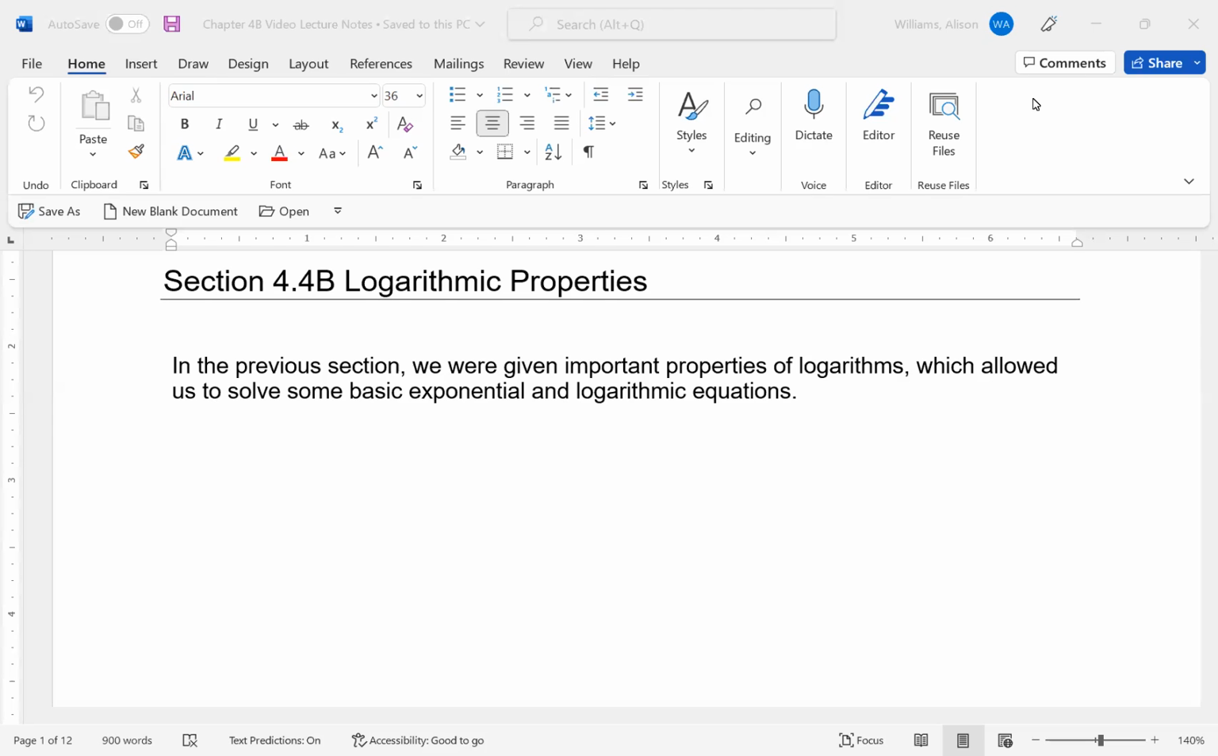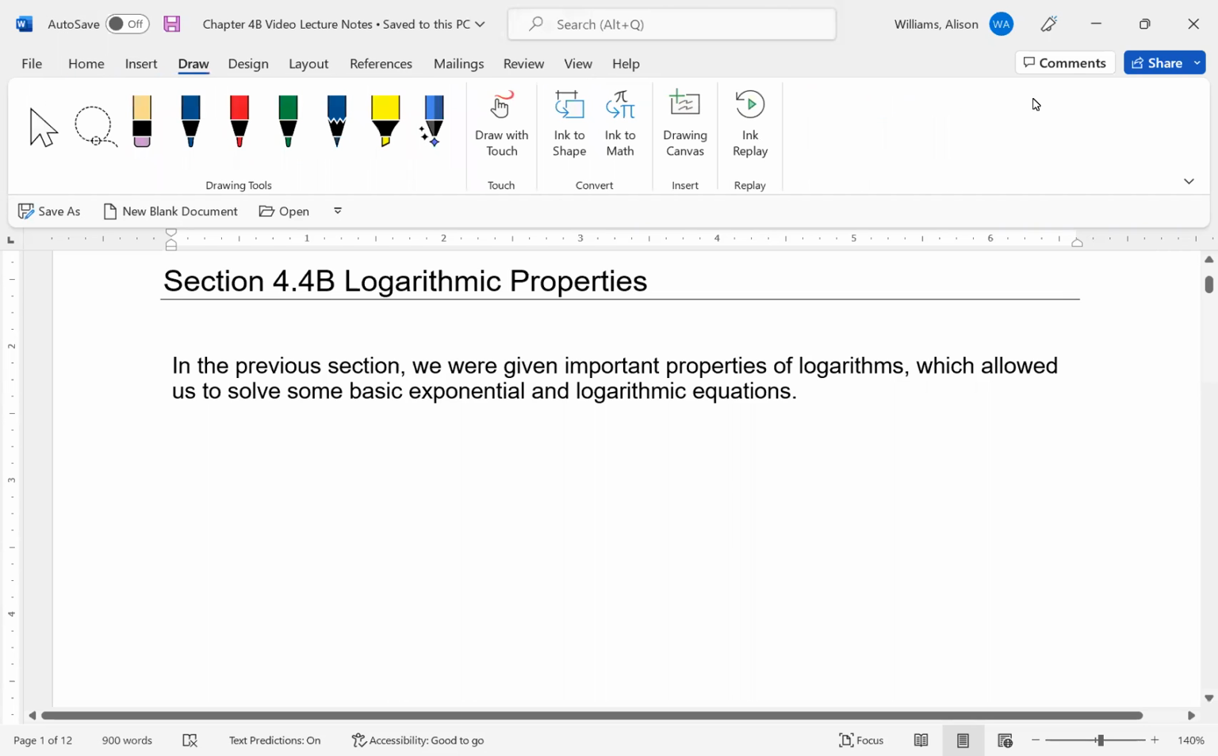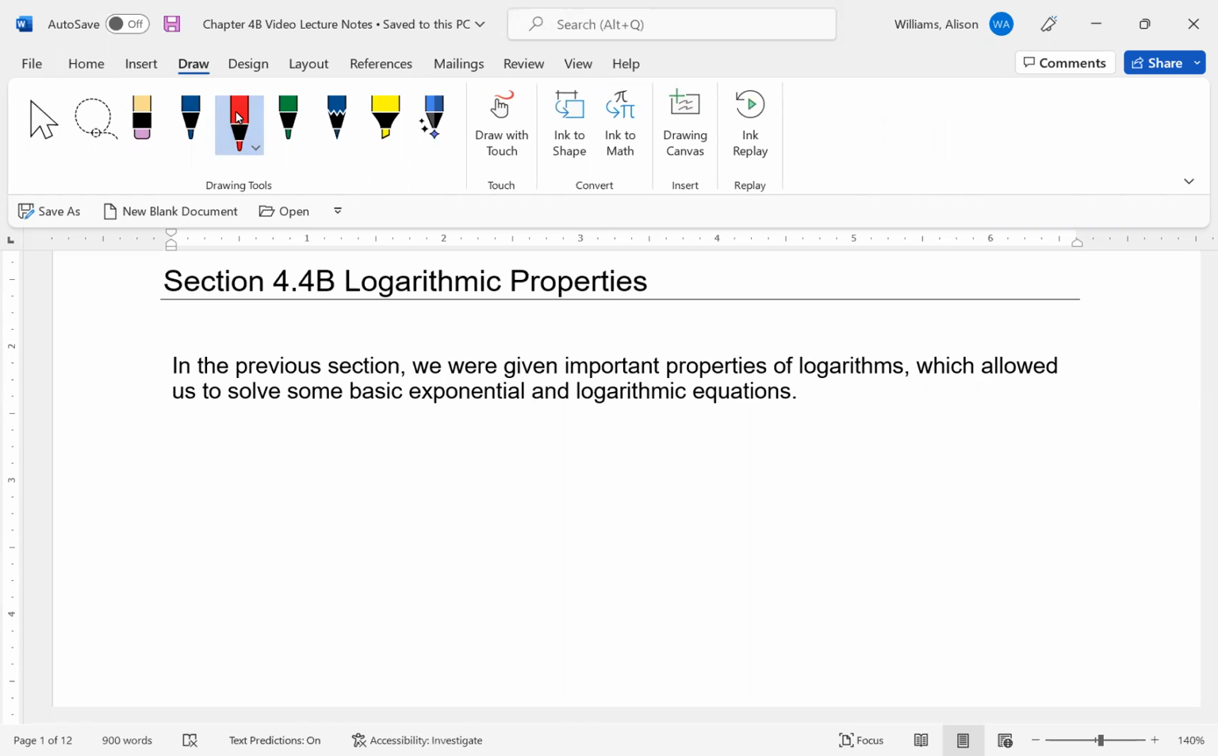In this section, we're going to talk about logarithmic properties, and we're going to be adding to the properties that we already learned when we introduced logarithms. Let's rewrite the properties we talked about before. And I do want to name them as well, just so that we have a reason for remembering where they're used. So there were the two inverse properties.